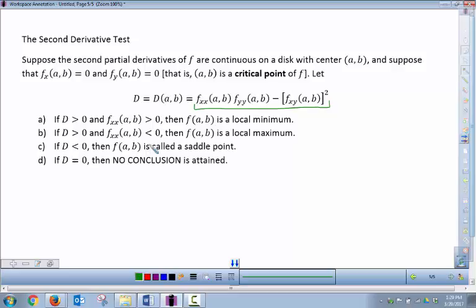Now, if D was equal to 0, it turns out that we don't have any information about this, and so we'll need to use another test, or we can just give up and say, forget it.